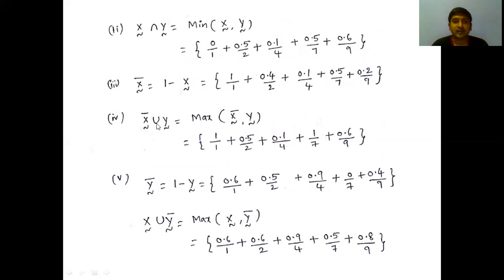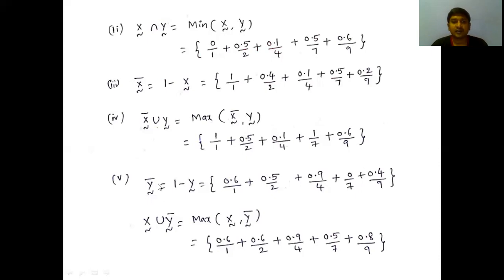Similarly, union operation between x bar and y. So the union operation means maximum of given two fuzzy sets, that is x bar and y. Already we have calculated x bar and y is the given fuzzy set. So here we are performing the union operation between the two fuzzy sets. So now it is the answer.